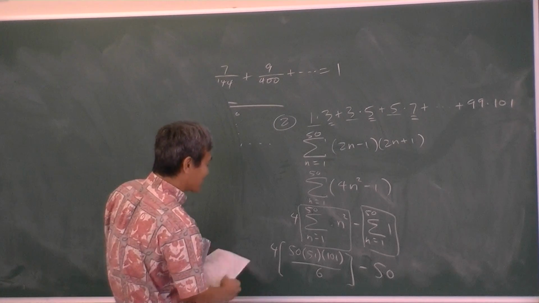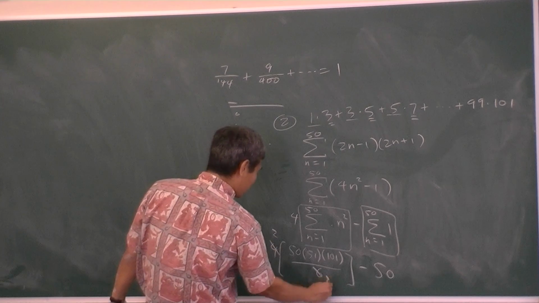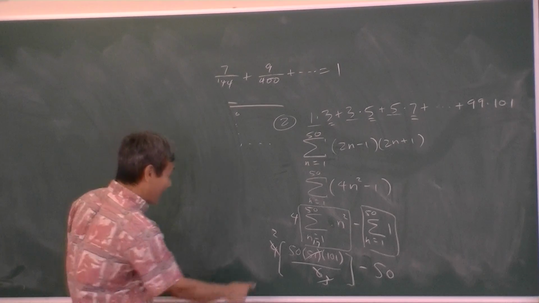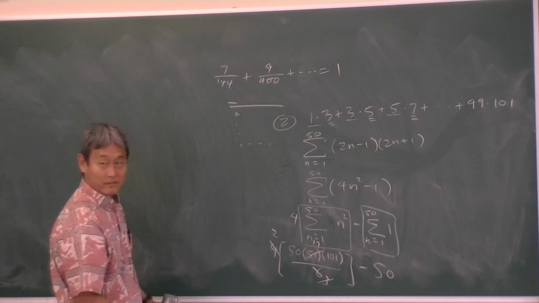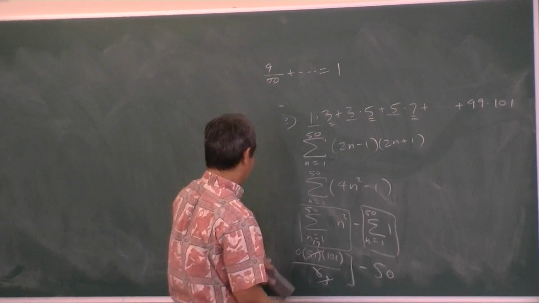Anyway, it's not that bad. Just start canceling. 2 goes into 4 2 times, that goes into that 3 times, 3 goes into 51, 17, and you're all set already, right? In fact, look, you can factor out a 50 if you wanted to. Or just keep staring like you normally do.